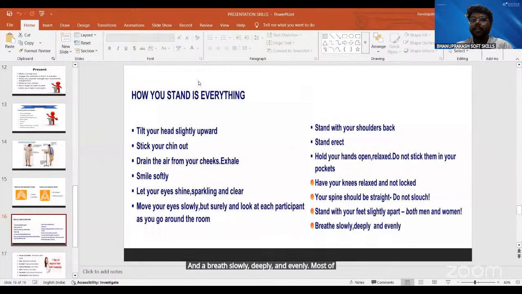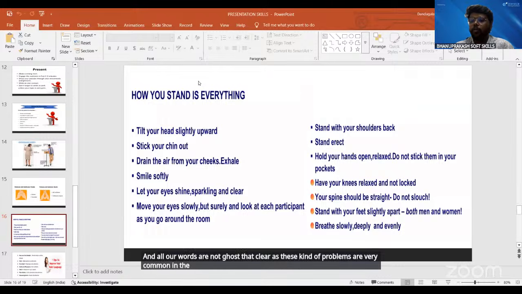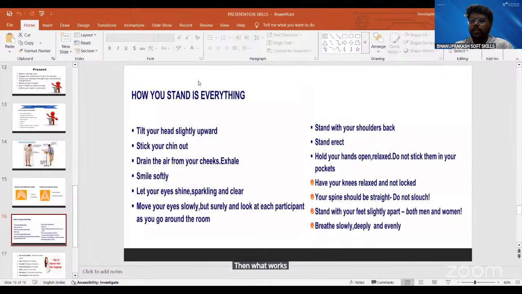Most of the time, while standing in front of people, like assume you are now standing in front of 30 people. Now you need to explain your topic or your presentation. Automatically, the anxiousness and nervousness come, due to which we speak very fast and breathe very fast, and all our words do not come out that clear. These kinds of problems are very common in presentations. Then what works here is the practice.